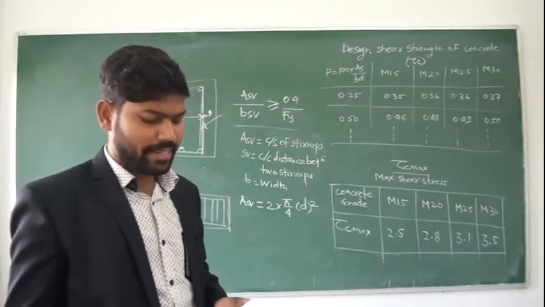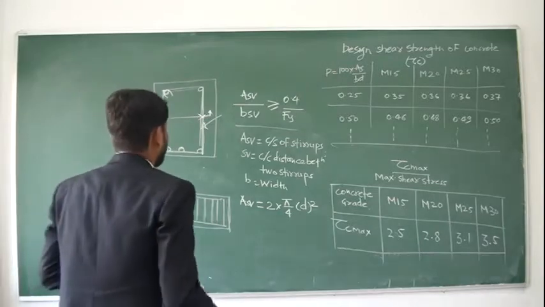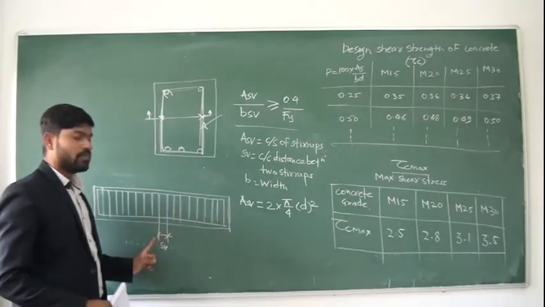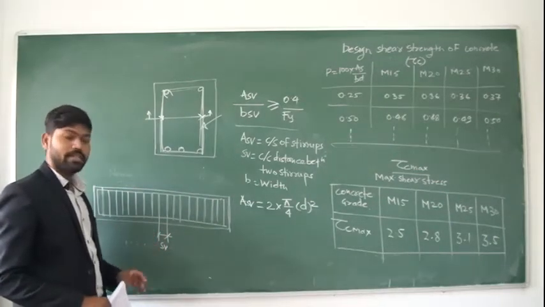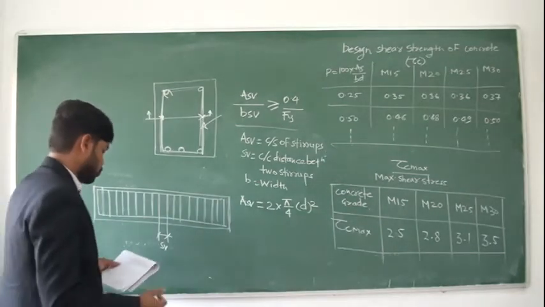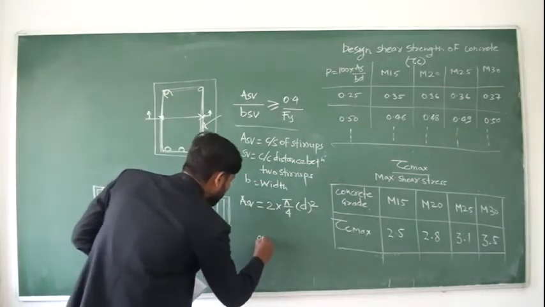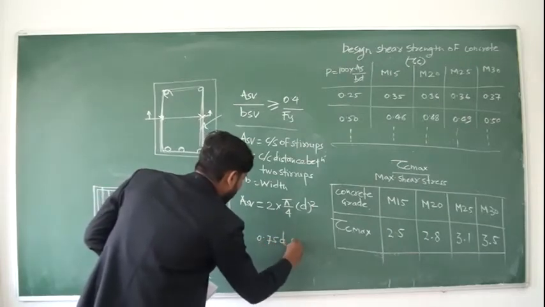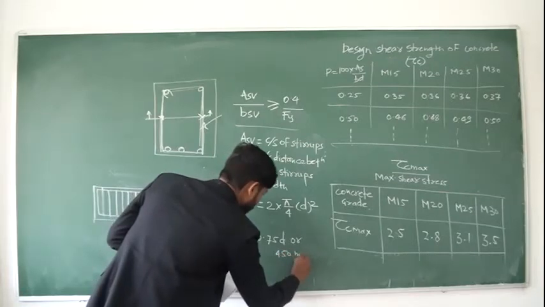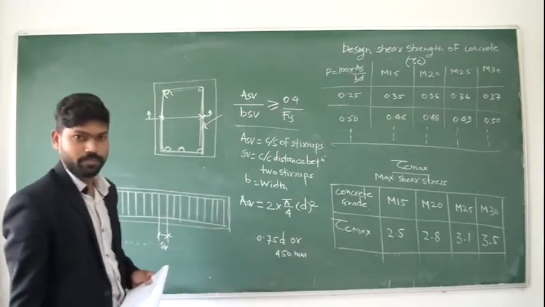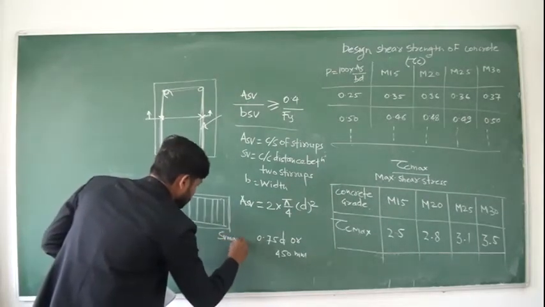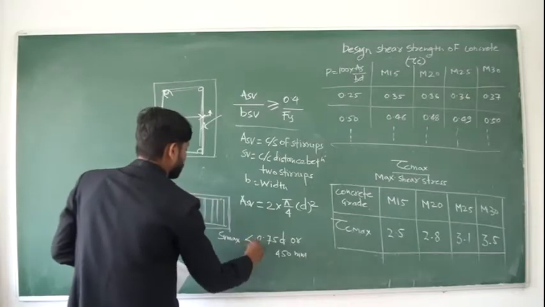So this guideline is as per IS 456. One more guideline is there: the Sv max provided in the beam, meaning the spacing or center to center distance between two stirrups, should not exceed 0.75 d or 450 mm, whichever is less. This Sv max should be less than this.